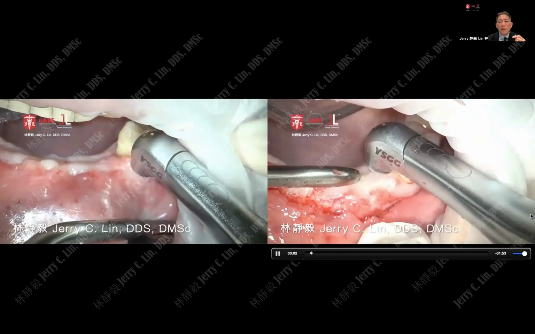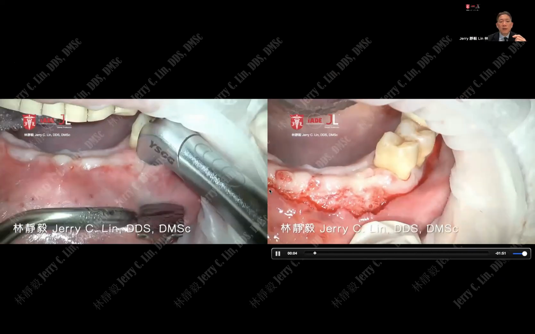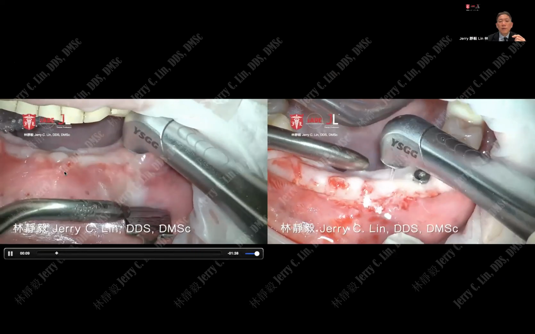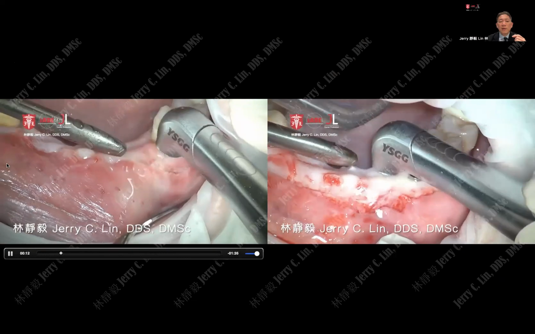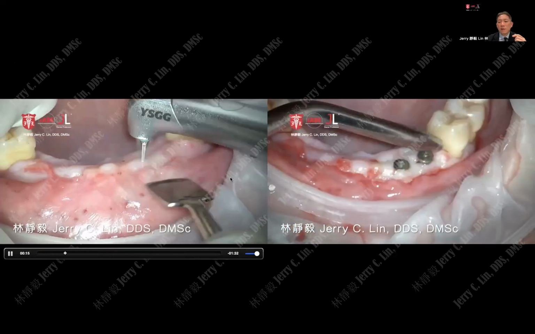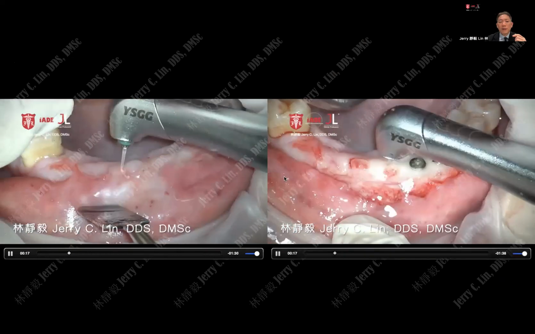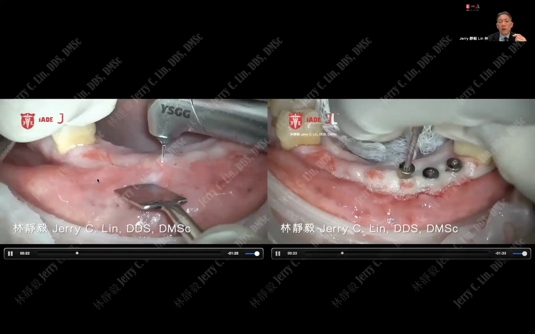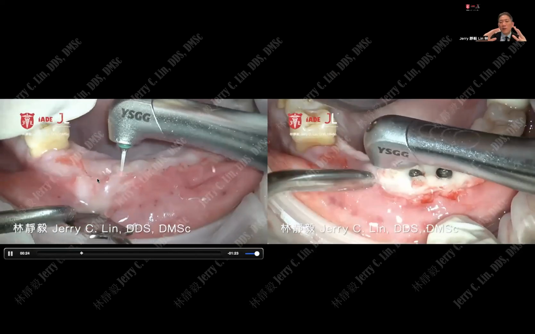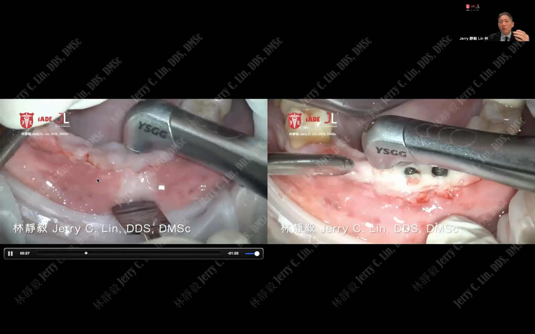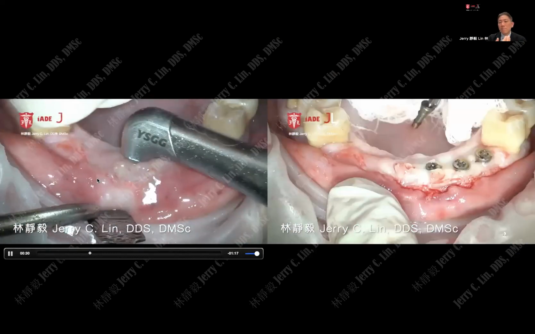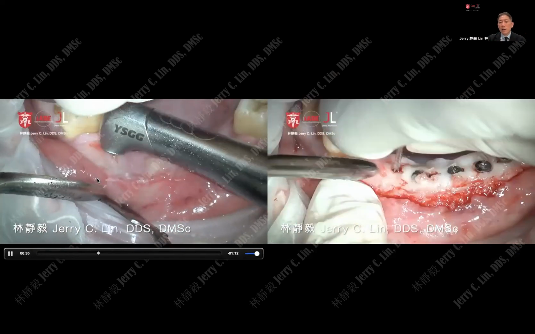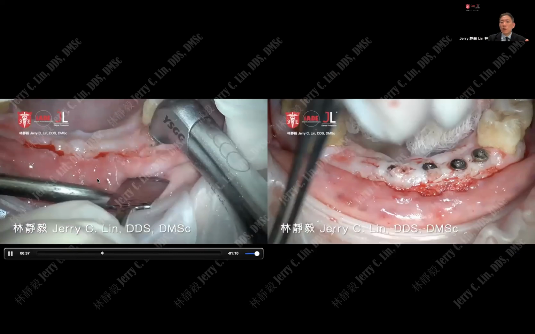So this is what I did, uncovering, and I also used the laser to deepithelialize the area and to make the incision. In a certain way, I cover the connective tissue graft just like a pouch technique, but then I let it heal up. Then I use a deepithelialization technique to expose the underlying connective tissue, and also, of course, to uncover the implants.